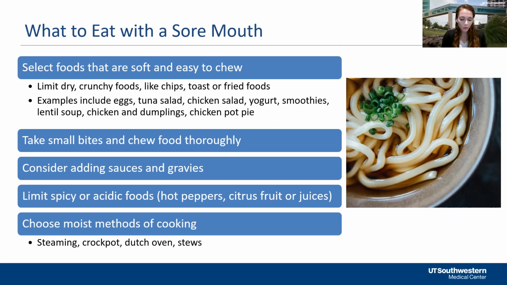If you're struggling with a sore throat and a sore mouth, sometimes chewing thoroughly and taking smaller bites can be easier and less painful. In order to keep foods moist and add flavor, consider adding a sauce or a marinade or a gravy to your foods, and choose moist methods of cooking, such as steaming. Those crock pot meals can be really helpful. And try to avoid anything that's too acidic or spicy, because again, that may burn and irritate the mouth.